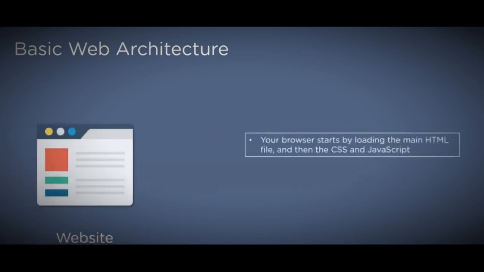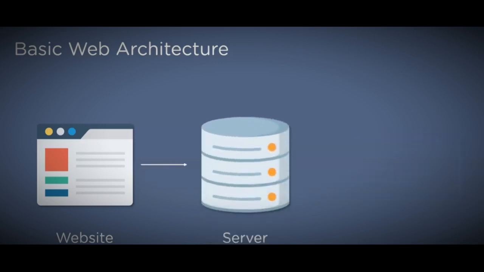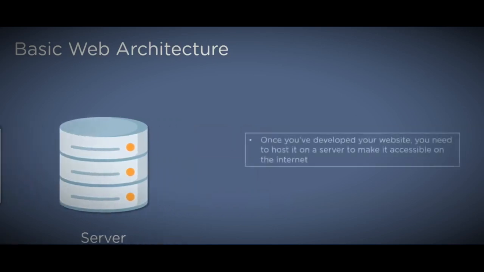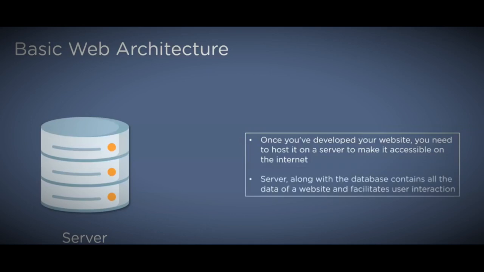So your browser starts by loading the main HTML file and then the CSS and JavaScript. The user interacts with the website and is not concerned with the back end of an application. Now, secondly, we have the server. Once you've developed your website, you'll have to host it on your server to make it accessible on the internet. The server, along with the database, contains all the data of a website and facilitates user interaction.